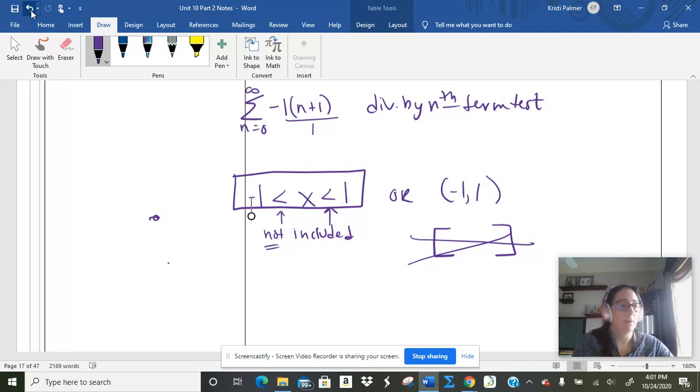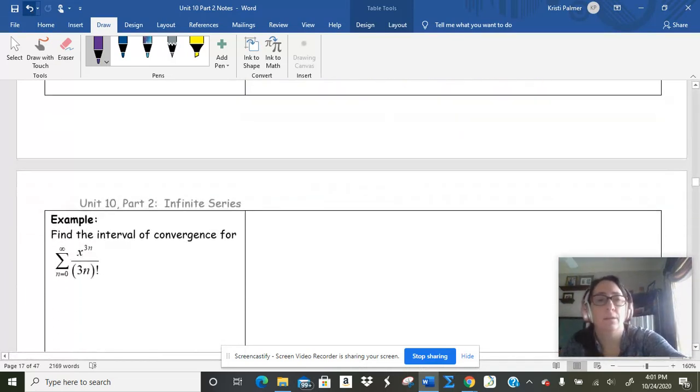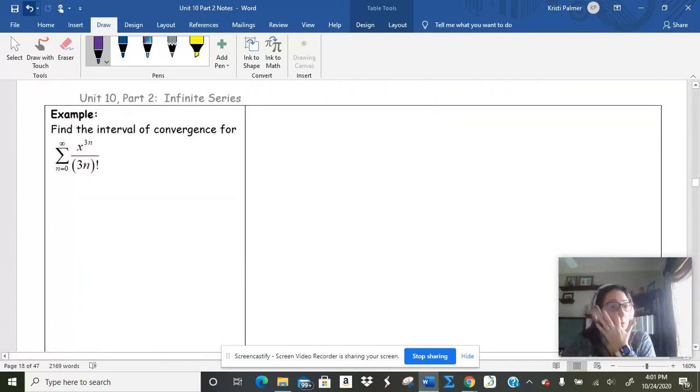Okay. Let's do a couple more. This one says, find the interval of convergence. This is not a geometric series test. I see this hodgepodge with factorials, so I'm going straight into my ratio.